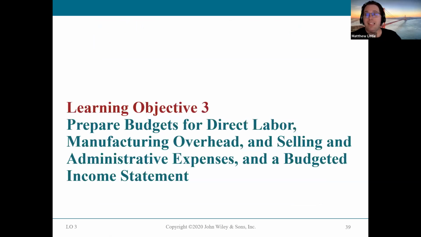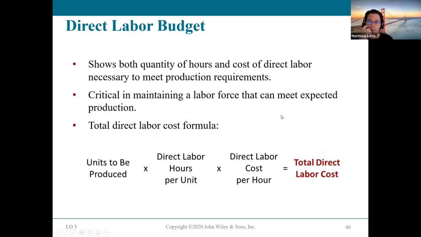So let's move on to labor. We're going to talk now a little bit about direct labor, manufacturing overhead, and selling and administrative expenses, and then the resulting budgeted income statement. When we look at labor, it's similar to the sales side. You have quantities and numbers. So when you look at labor, you have hours and the cost per hour, and multiply the two, and you'll get your total direct labor cost.